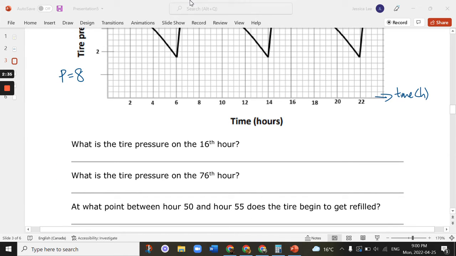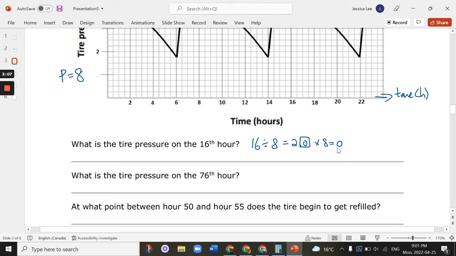So first question, what is the tire pressure on the 16th hour? So 16 hours, that's x. That's basically saying when x equals 16, what is the corresponding y value? And if we do the calculation of 16 divided by the period, which is 8, that gave me a whole number 2 or 2.0, right? And I'm going to multiply that decimal part by 8 again, which unfortunately still gave me 0.